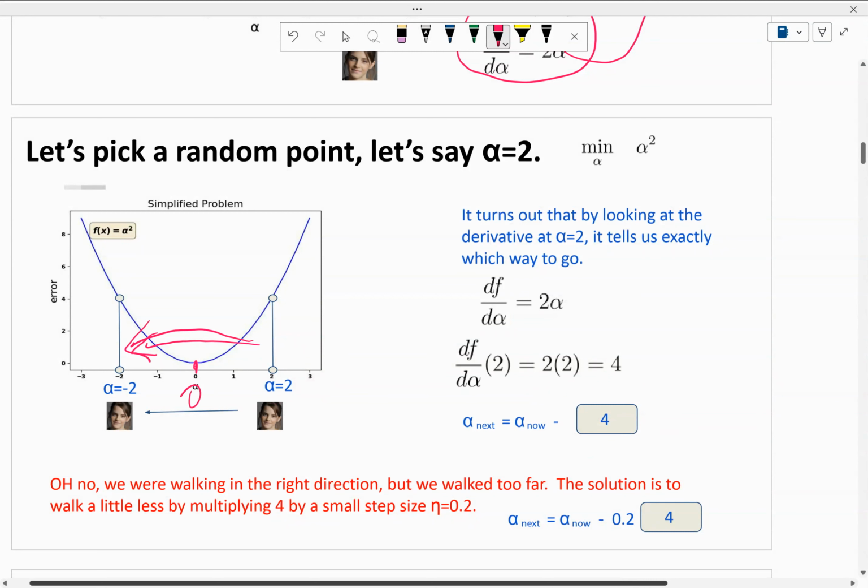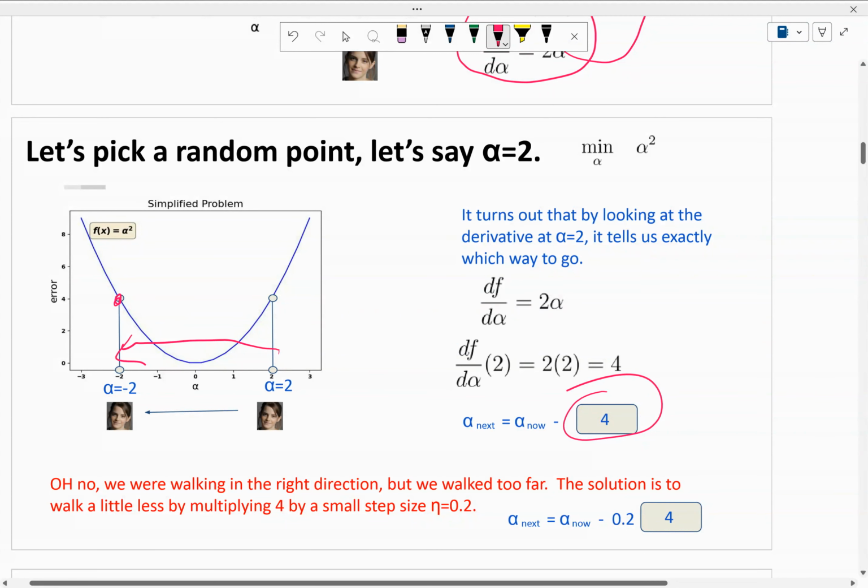So in this particular case, the derivative tells us which way to go. If we plug in the derivative information and it's a positive derivative, it's going to tell us to go left. If it's a negative derivative, like over here, it's going to tell us to walk right. So the derivative tells us whether to walk towards the right or towards the left. However, there's a problem: if you walk too far, you still don't get the solution.